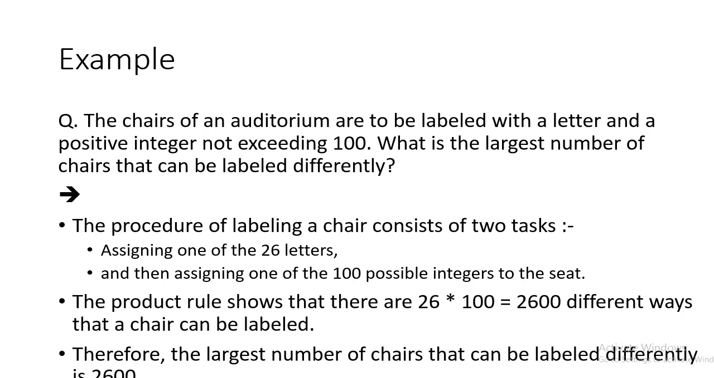So this statement says that the largest number of chairs that can be labeled differently is obviously 2600. Understood? Means there are two tasks. One is 26 letters and another is 100 possible numbers which are not greater than 100. By using the product rule we multiply these two numbers, 26 and 100. So the answer is 2600 and this is our largest number of chairs.